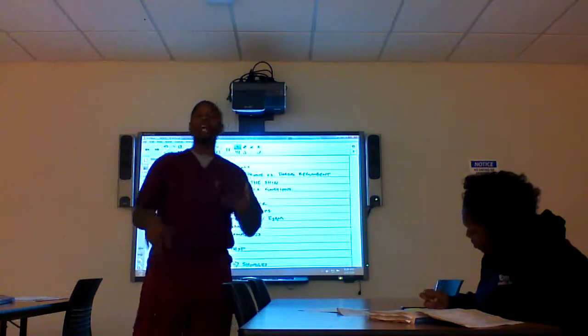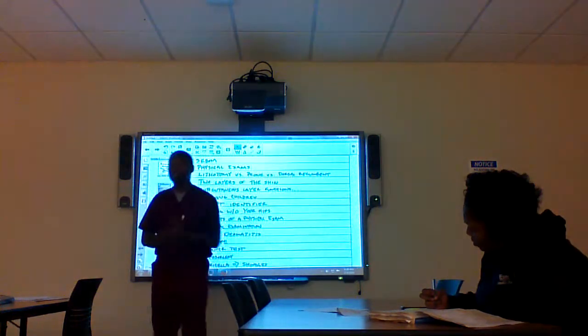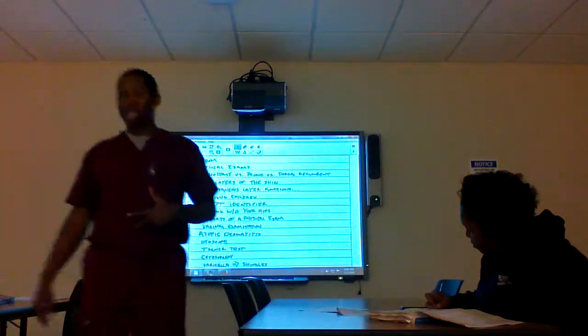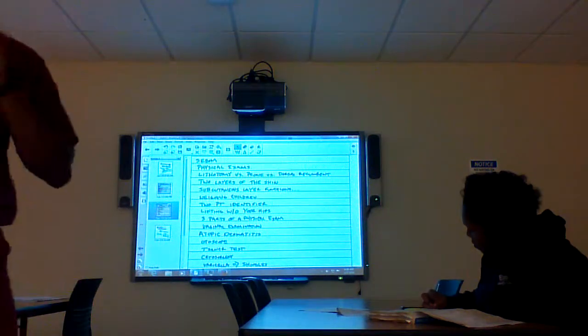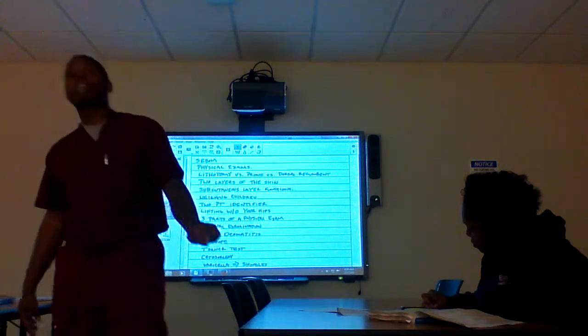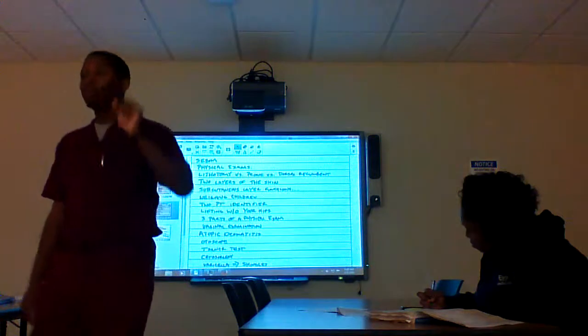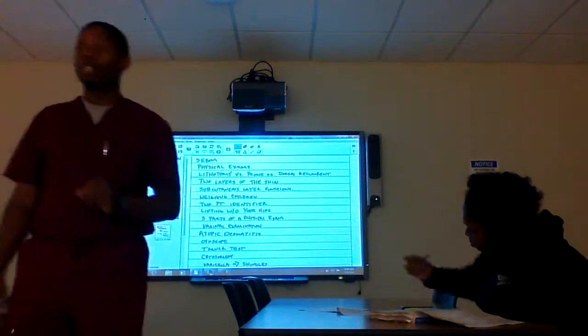Who can tell me what that hypo part means? Underneath. Okay, it means deficient or below. Sub means under. So if we're talking about hypodermis, utilizing one of those words, below, we're talking about below the dermis.